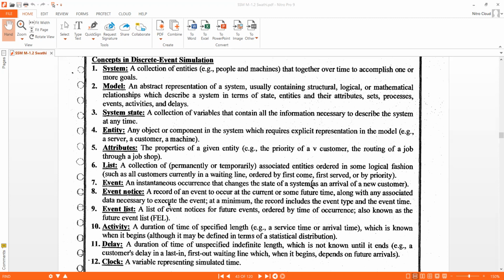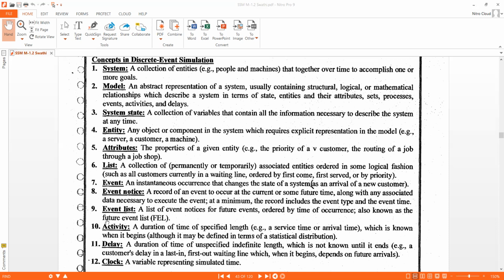Next is event notice. An event notice is a record of events to occur at the current or some future time, along with any associated data necessary to execute the event. It records the events that will occur at the current time and in the future, along with any associated data necessary to execute that event. At a minimum, the record includes the event type and event time.